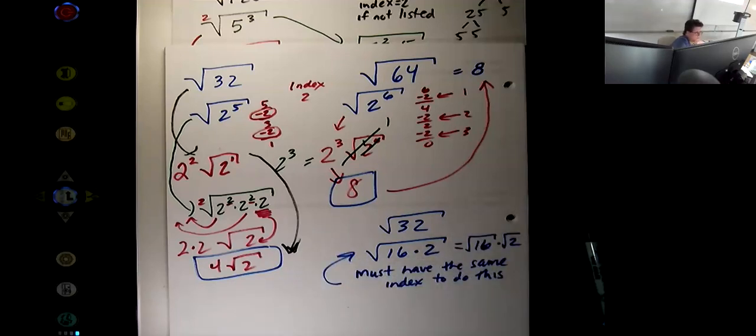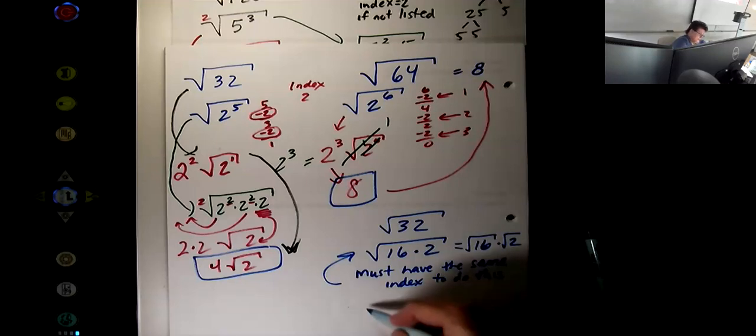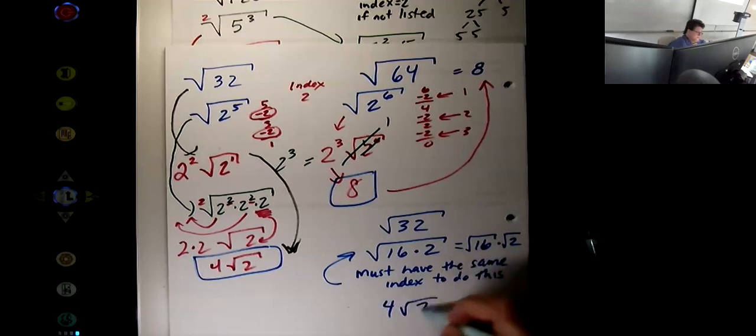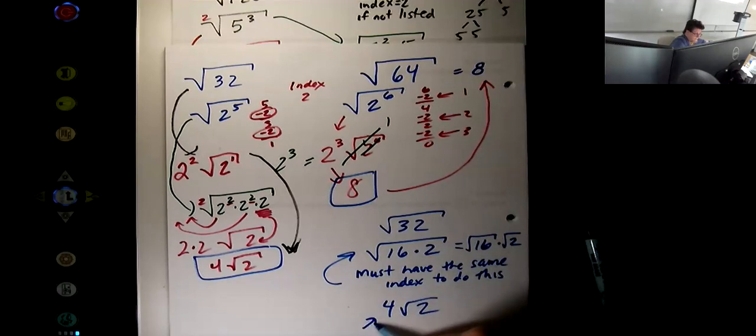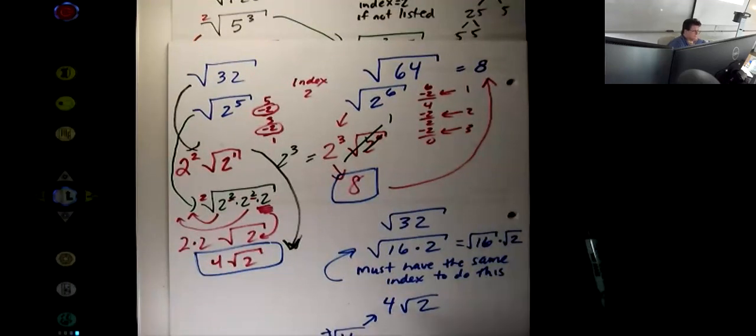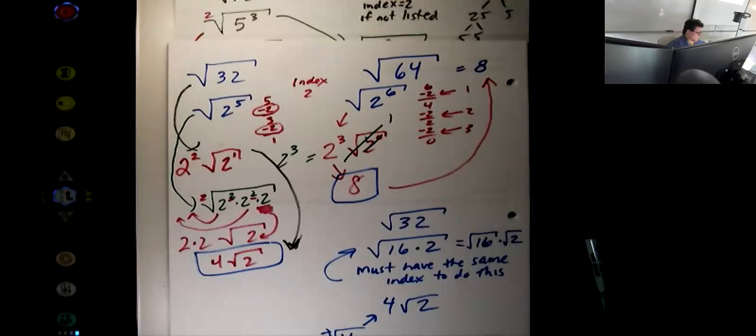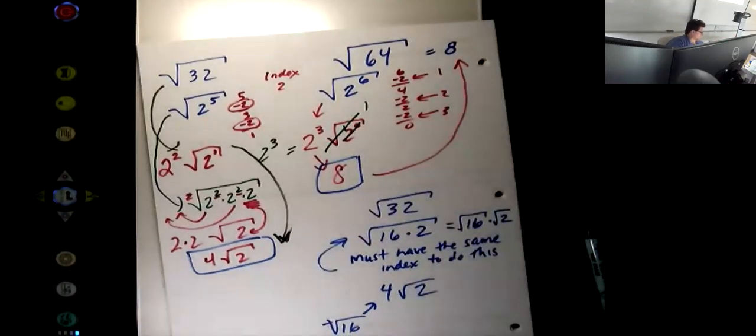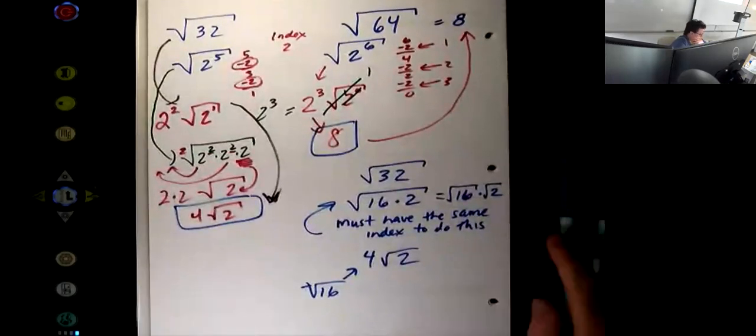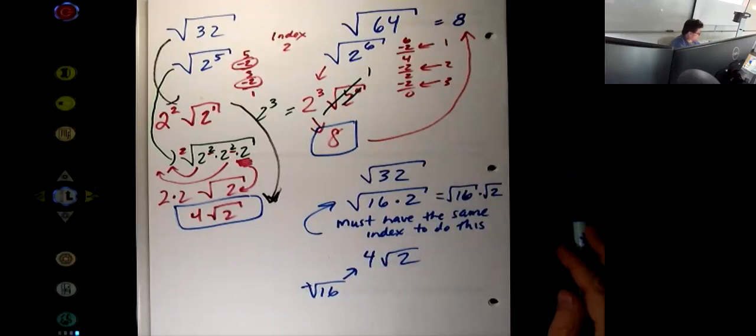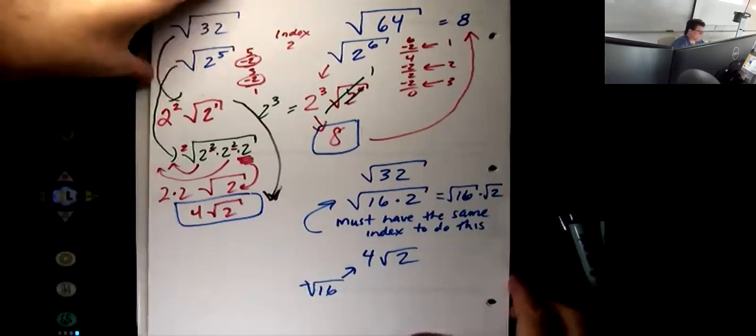But some of you are more comfortable immediately recognizing that 16 is 4 squared. So the square root of 16 is 4, and we get 4 root 2. Ready for more?